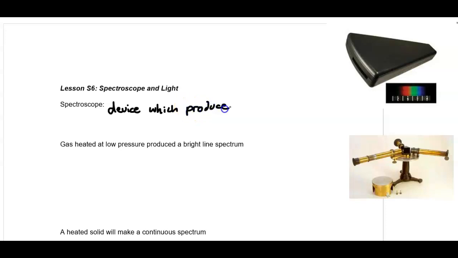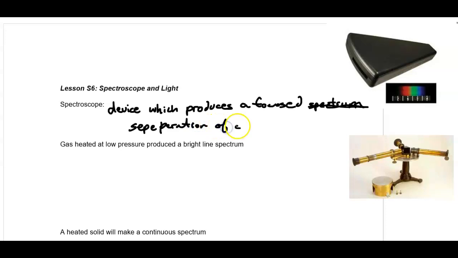Now, this is a very difficult definition, because the word spectrum is basically a root of spectroscope. And so instead of spectrum, I'm going to write a focused separation of color. Okay, so it's a focused separation of color.